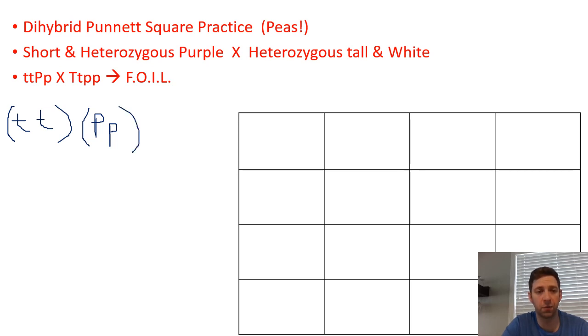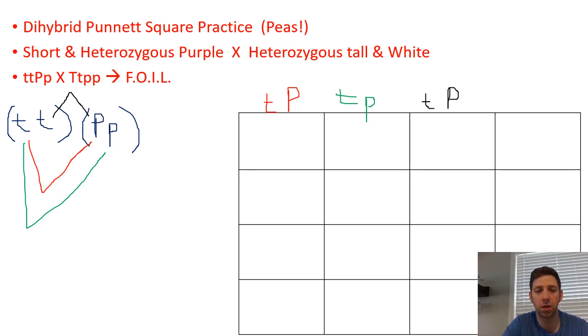I'll try to color code this. The first thing that we do is the first alleles, and that would be recessive T, dominant P. The next thing that we do is the outside alleles, and that would be recessive T, recessive P. And then we have the inner alleles, which would be recessive T, dominant P. Lastly, we have the last alleles, which would be recessive recessive.